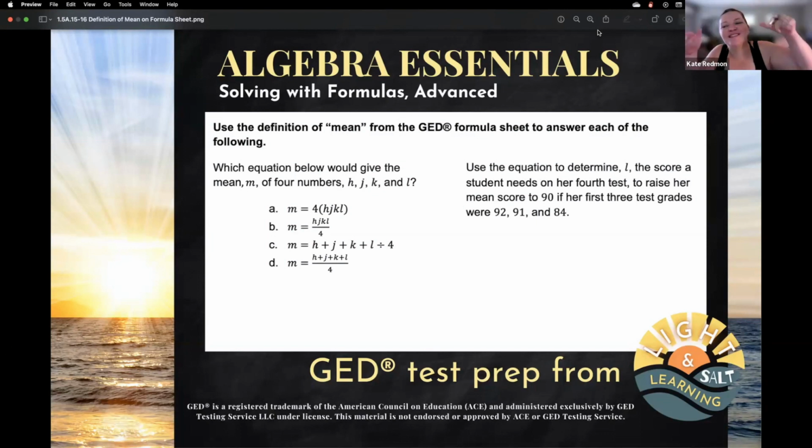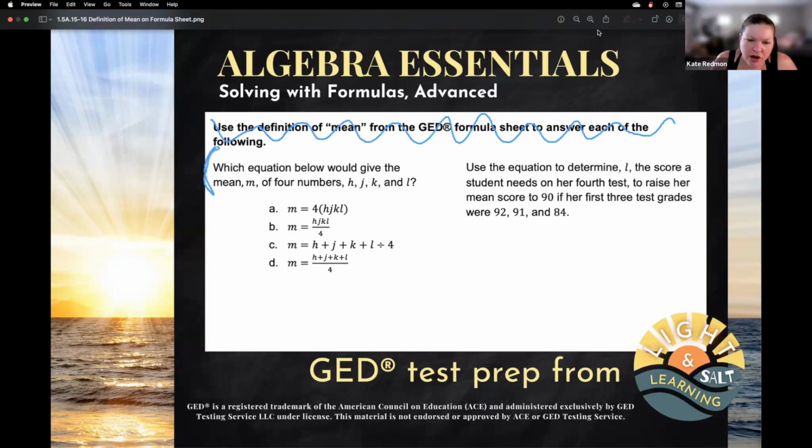Here's the same skill again in another GED big area. This one's from data analysis. It says use the definition of mean from the GED formula sheet to answer each of the following. Now, that was me just giving you enough directions so you would know what to do on the formula sheet, but in the GED itself, this is what you'll see.